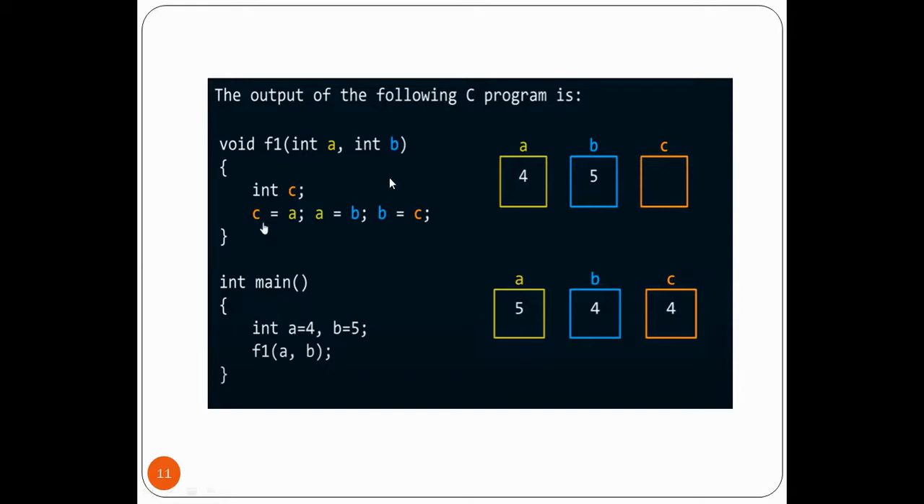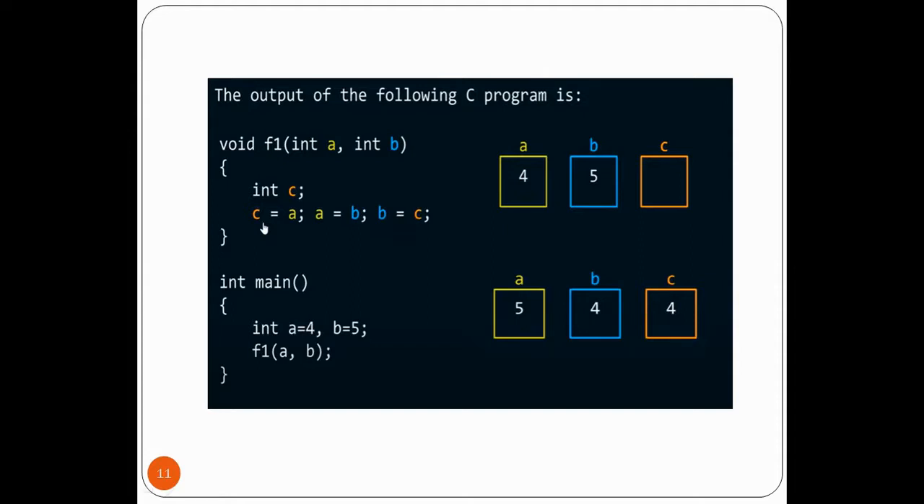Then next step, a is equal to b. In b we have 5. So now a will be 5, right? Then we say b is equal to c. We have 4 in c and we are copying this value to b. So b will become 4. I hope it is clear.